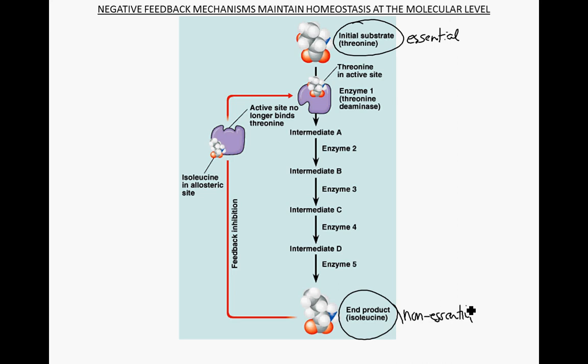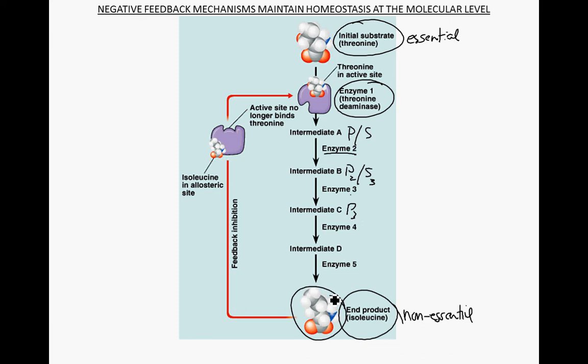So again, here we see this concept. Here's enzyme number 1, threonine deaminase. That's going to make this intermediate A here, which is a product. Then this product becomes a substrate for enzyme 2, which gets us this product 2, which becomes substrate 3. Enzyme 3 converts substrate 3 into product 3, and so on and so forth, until you end up getting isoleucine down here as the final product.